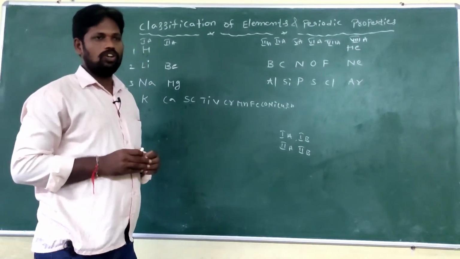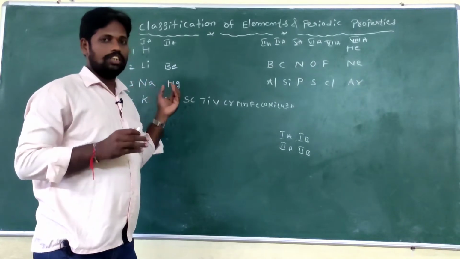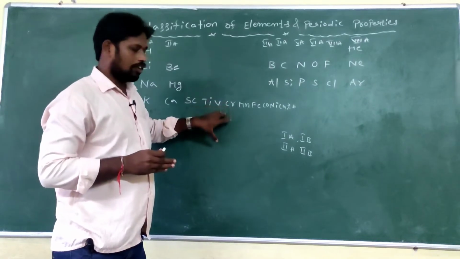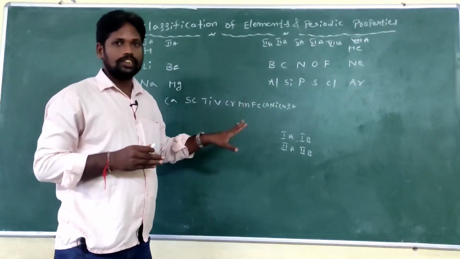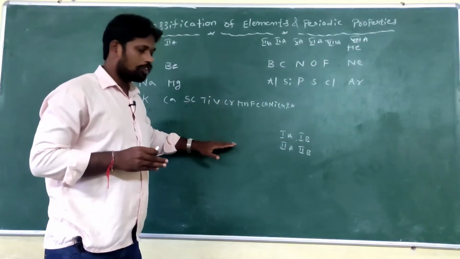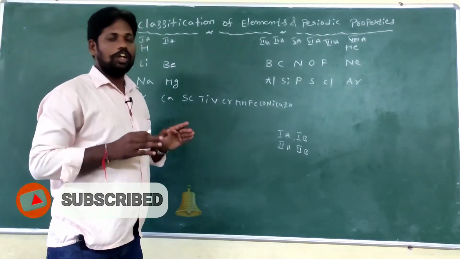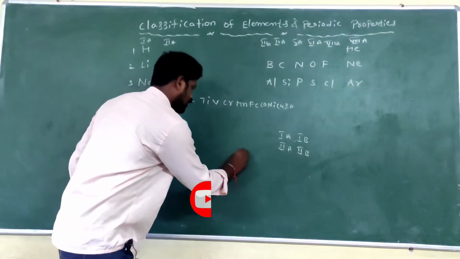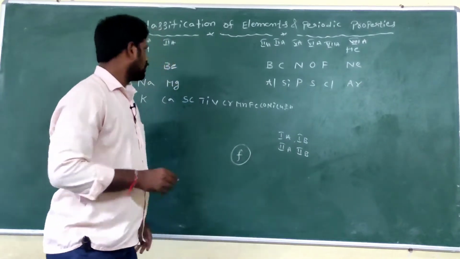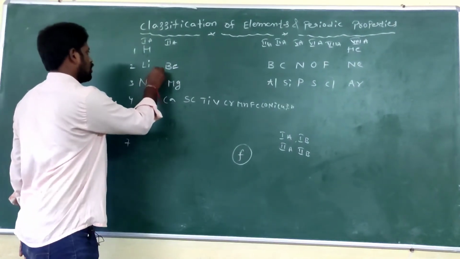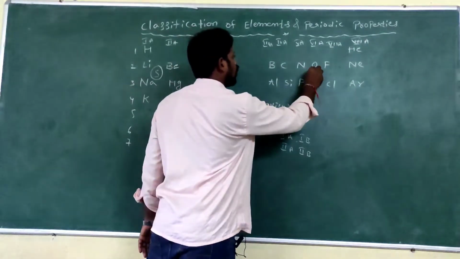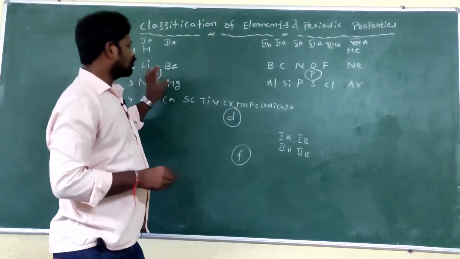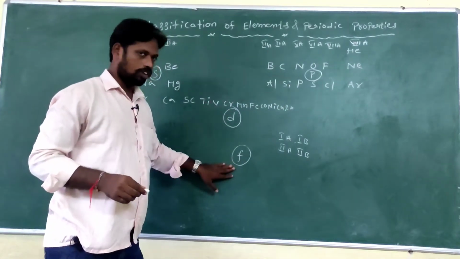In the periodic table, the left side has metals, the right side has non-metals, and in the middle metals, non-metals and metalloids are present. At the bottom of the periodic table, F block elements are also available. These are all S block elements, these are all P block elements, and in the middle are the D block elements. S block, P block, D block, F block.